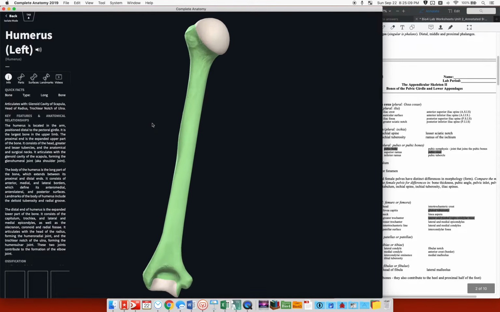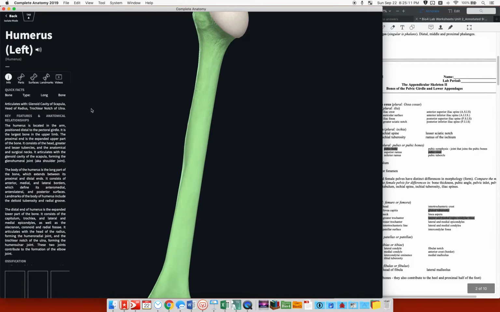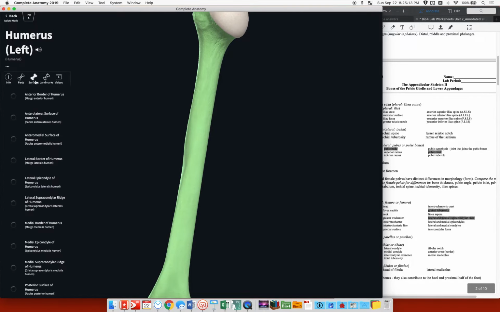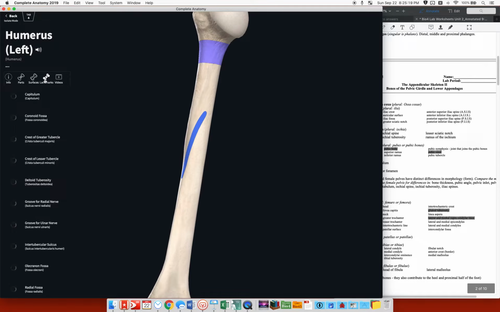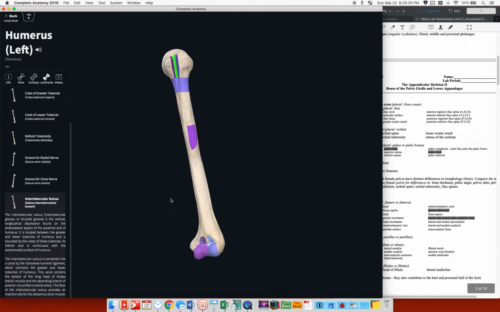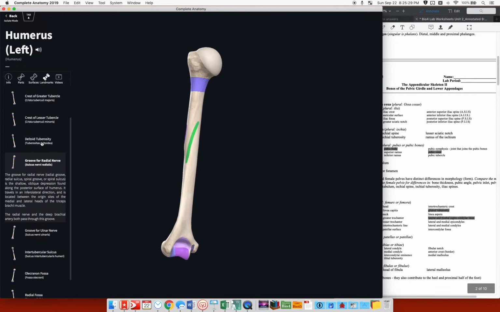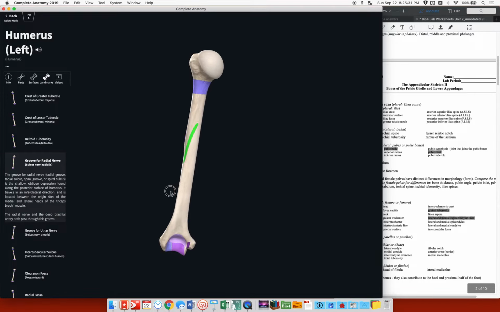But you should know the radial groove. Maybe I can point it out by showing it to you here. I think it will be more obvious. Okay, that's it. Oh, sorry. That's a radial groove.